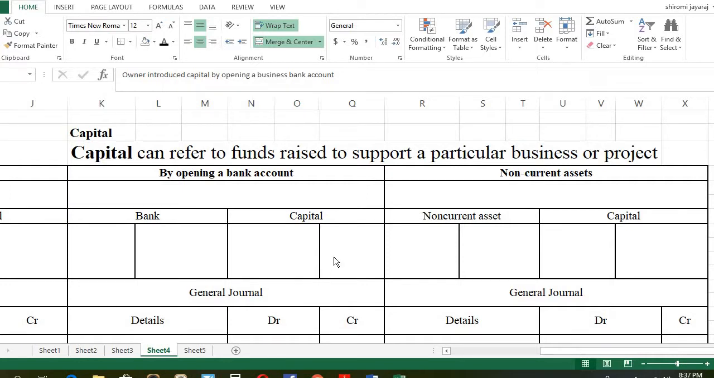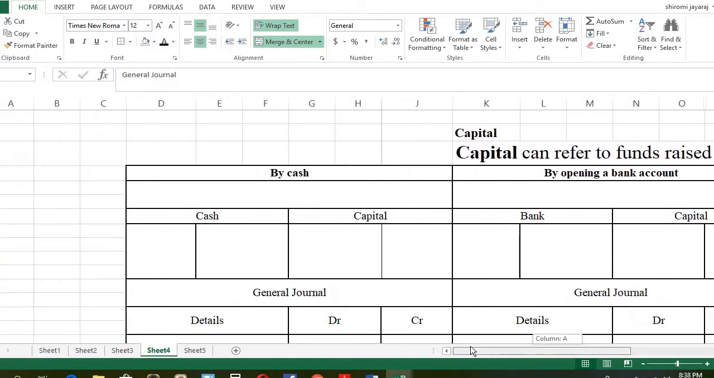Double entry for owner introducing capital to the business. So what does the term capital mean? It can refer to funds raised to support a particular business or project. So in accounting, capital can be introduced in three forms.